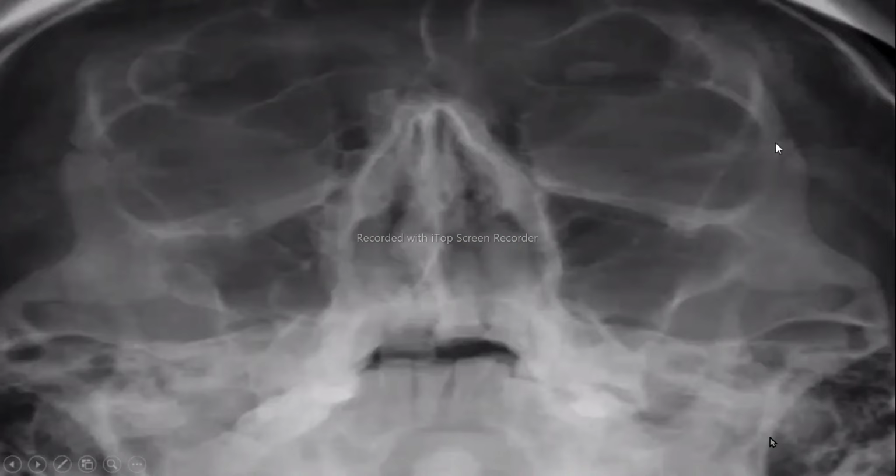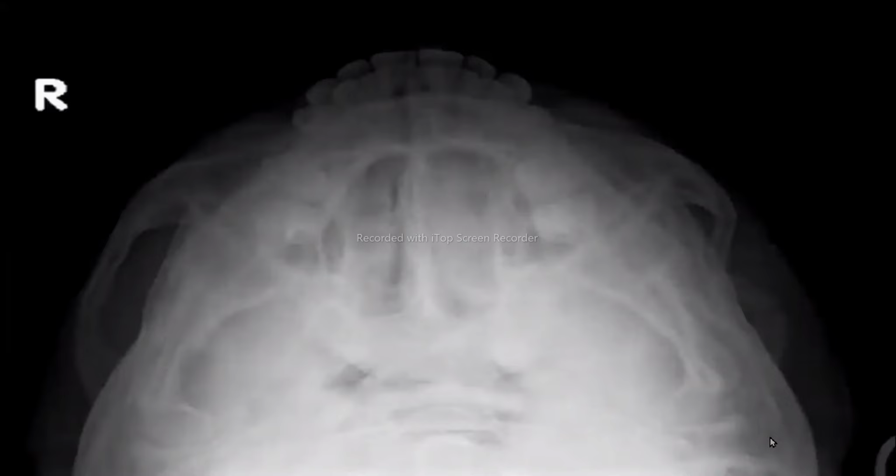Okay. And can you see the fissure here? This fissure is normal, but this fissure is widened, right? Yes. And this fracture here, can you see? Yes, a mild fracture on the zygomatic bone. Here it is normal. Clear? Yes. Okay.